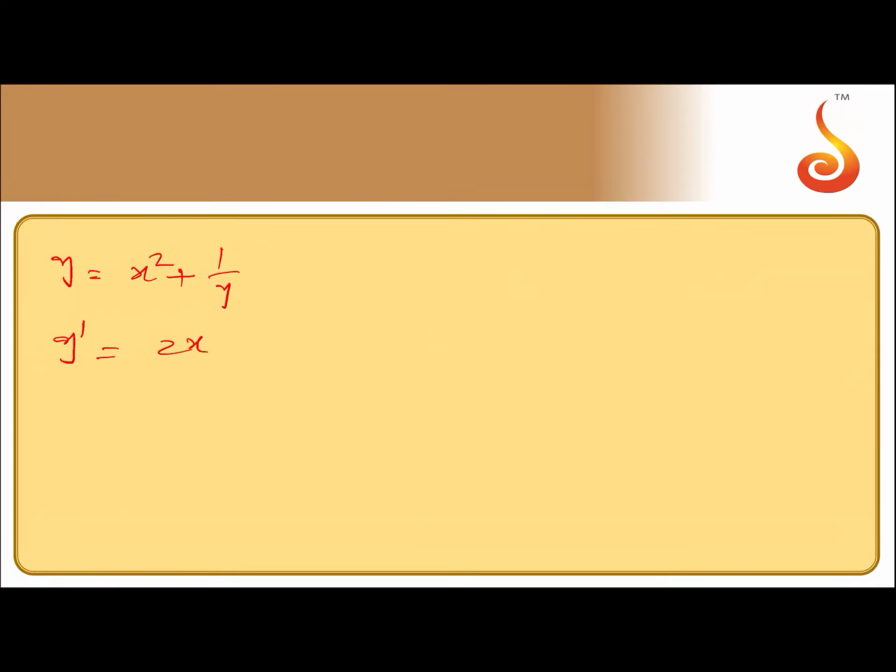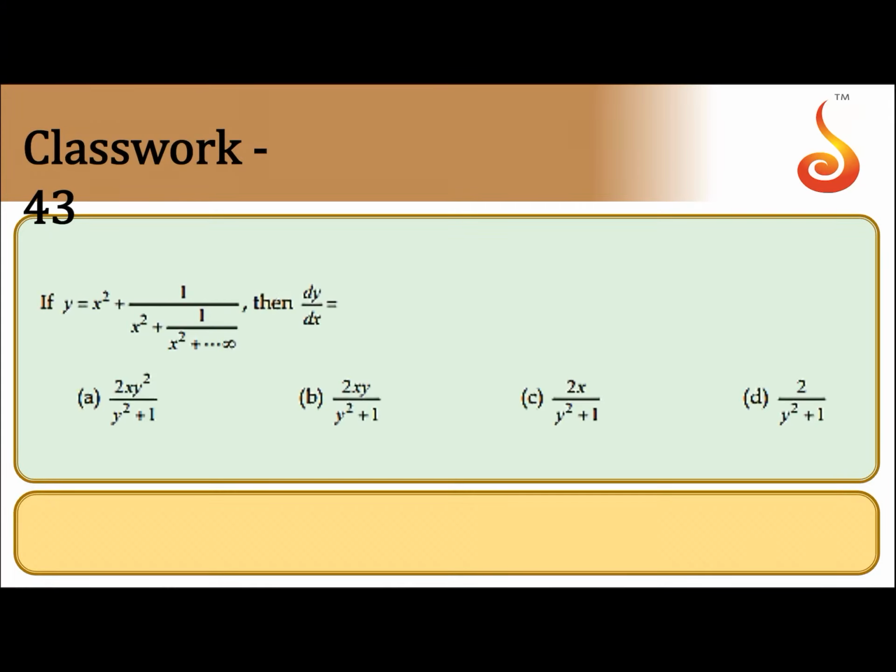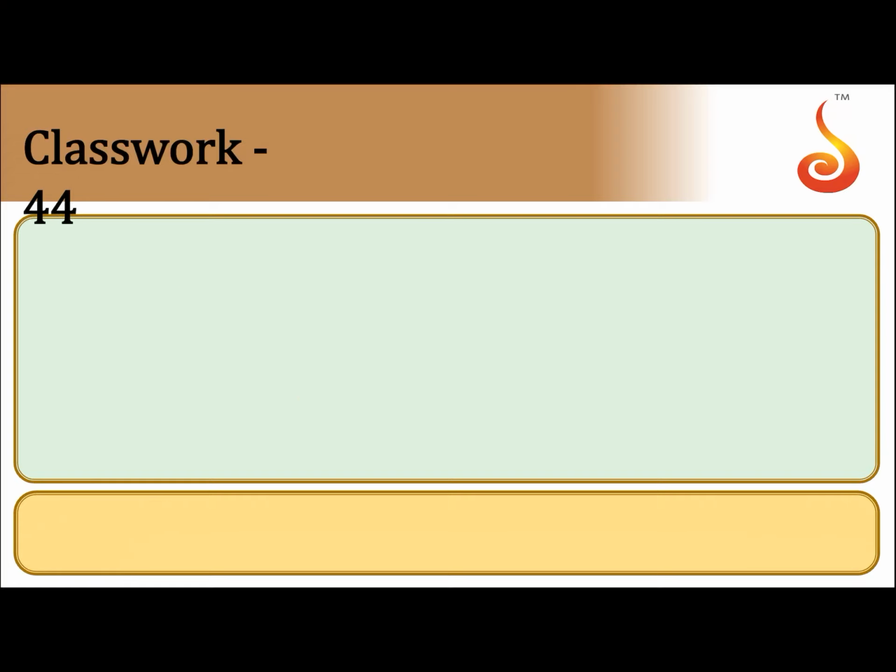So it is y dash is equal to 2x minus 1 by y square into y dash. Bring it to left hand side. Y dash into 1 plus y square divided by y square is equal to 2x. So the derivative is 2x into y square divided by 1 plus y square. So 2x y square divided by y square plus 1 is answer A.